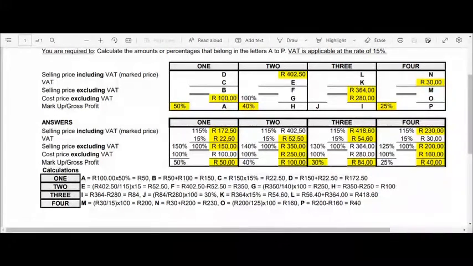Now let's go to scenario 3. So now we've got to go and calculate.